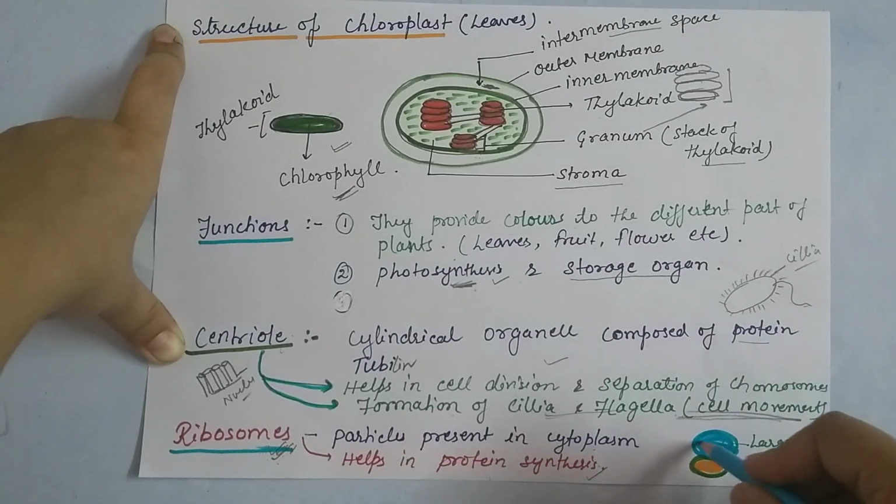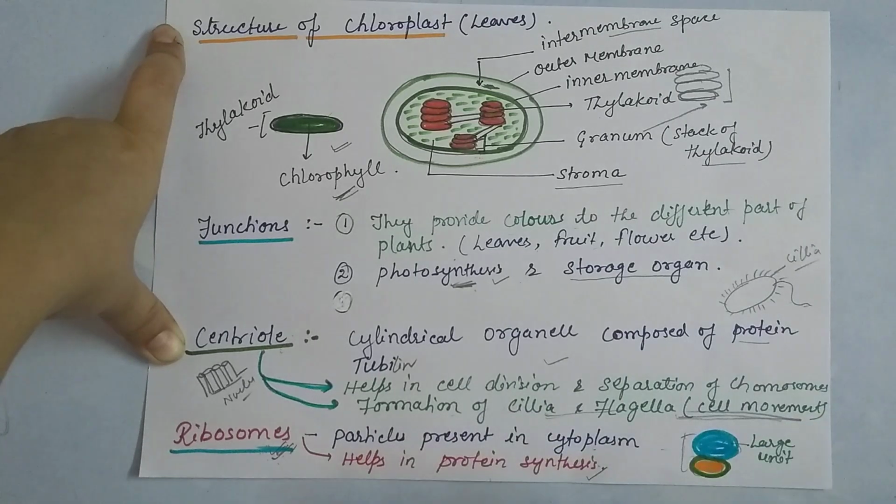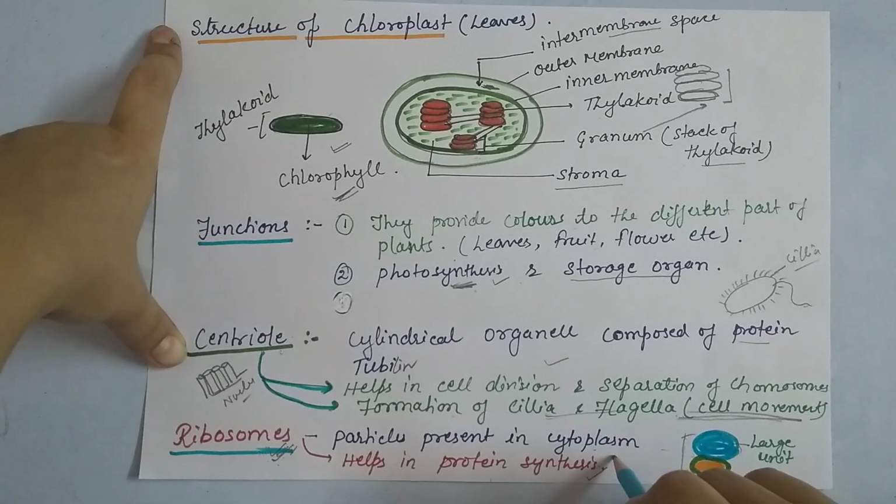Basically it looks like this: they contain a large unit and a small unit. They are found in the cytoplasm in a separated form, but during protein synthesis they come close. You will study these ribosomes in detail in your higher classes.